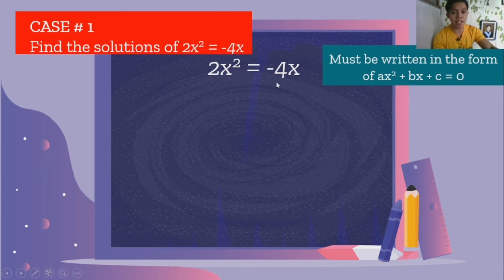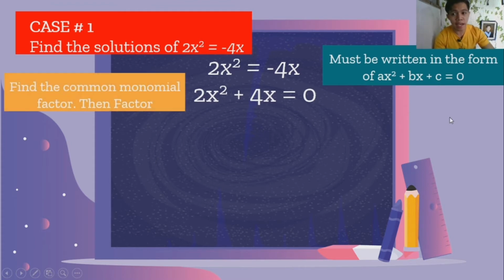Kapag nagtatranspose tayo ng isang number or variable, depending sa sign niya, iniiba natin yung sign. So, let's say for instance, negative 4x, pag transpose natin sa kabila, magiging positive 4x. Iniiba natin yung sign. So, 2x squared plus 4x is equal to 0. Anong manonotice natin dito? Notice that this is a quadratic equation with common monomial factor.